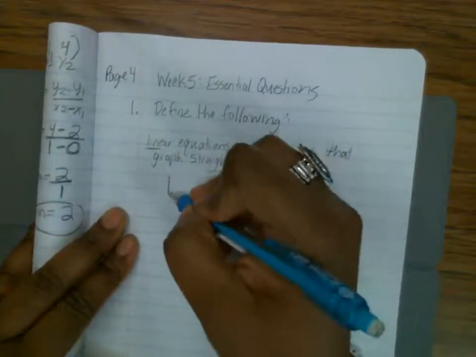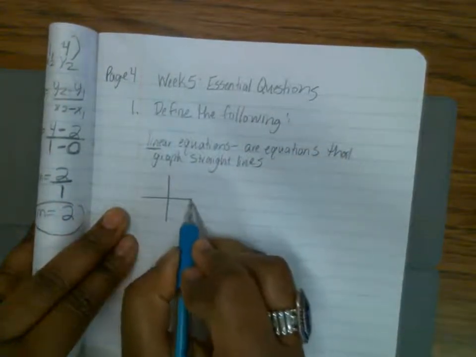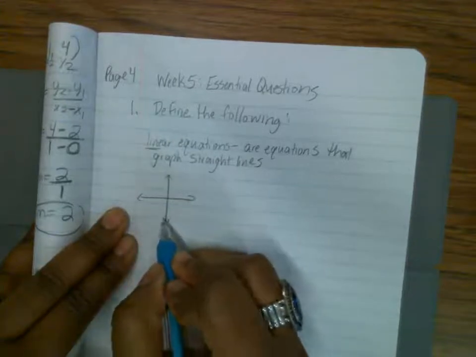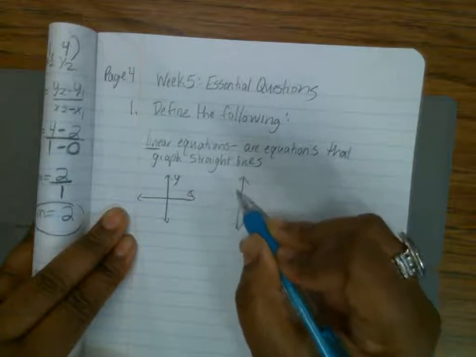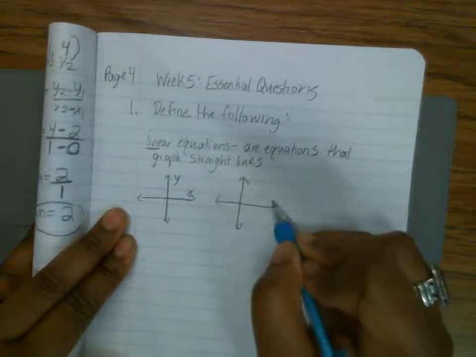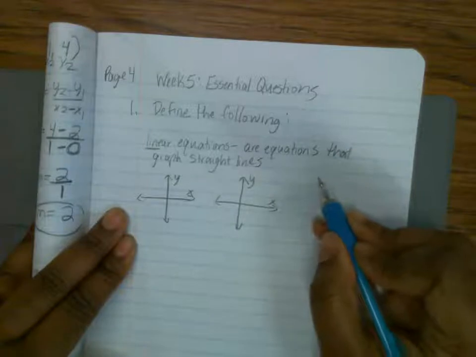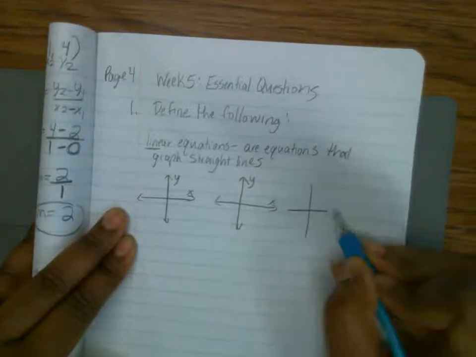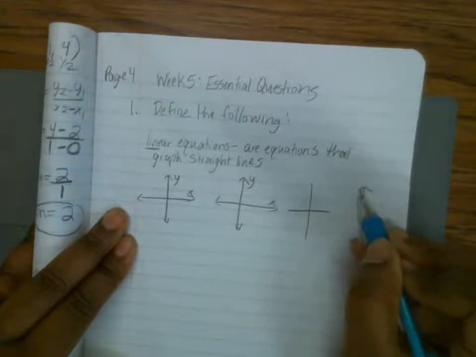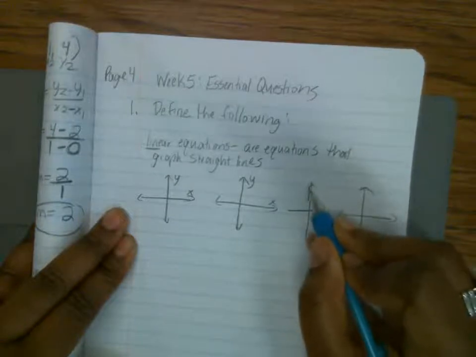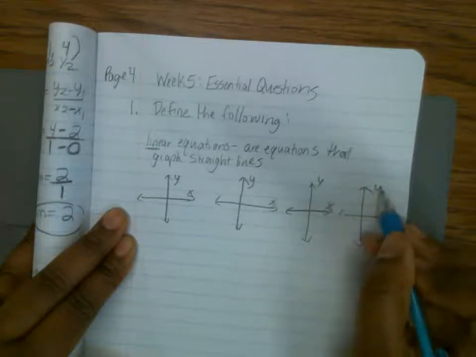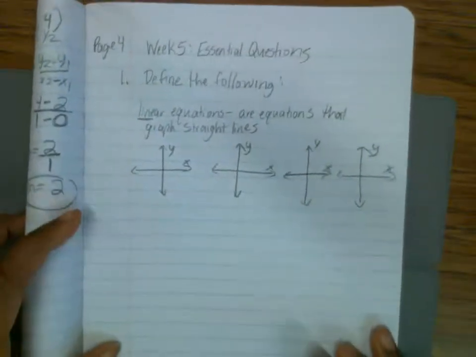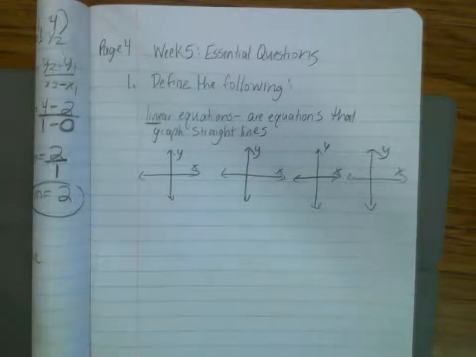There are many types of linear equations. I'm going to draw 4 different graphs. This is X, Y, your X-axis, your Y-axis.